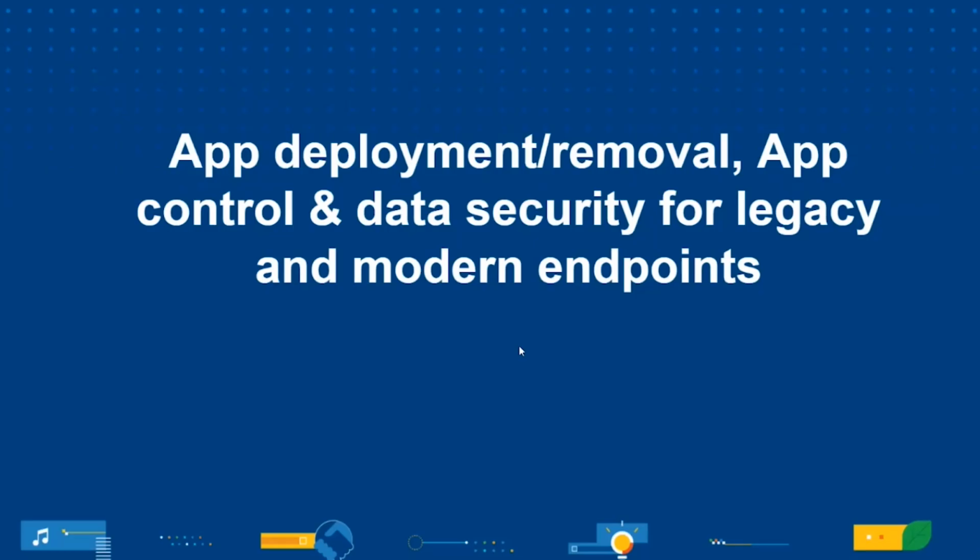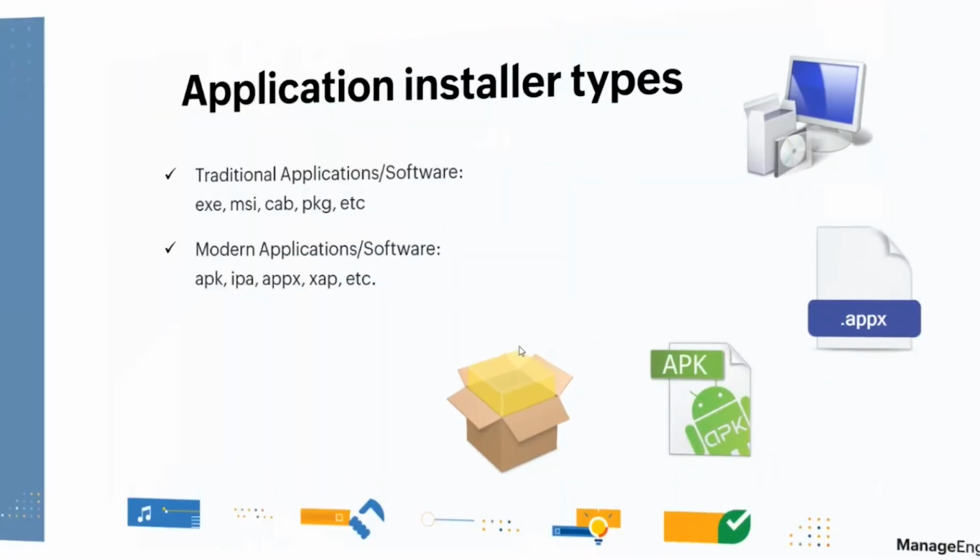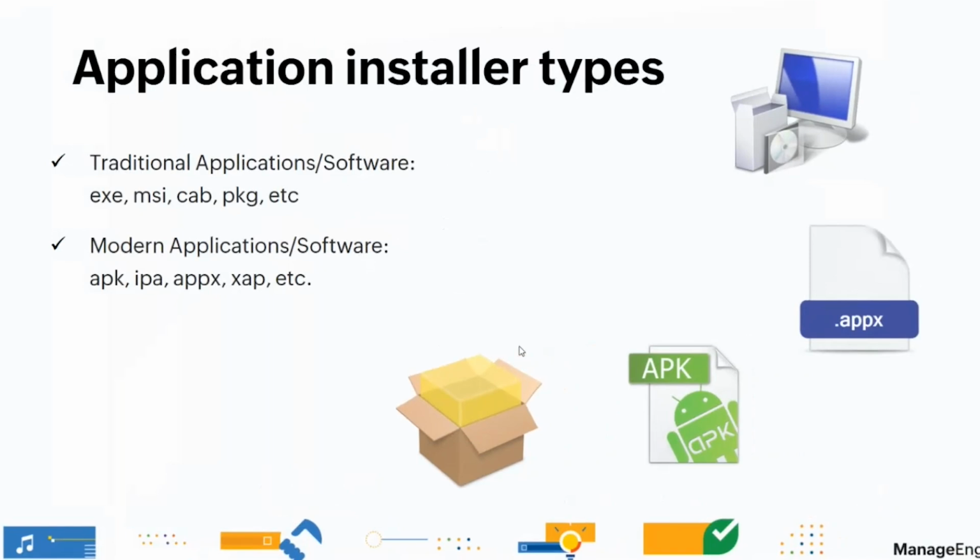So we'll talk more about application deployment this week. There are two major types of installation. One is the traditional applications like EXE, MSI, CAB, and PKG for Mac. And the other is the modern applications like APK and IPA. Using Endpoint Central, you can deploy both traditional and modern applications.